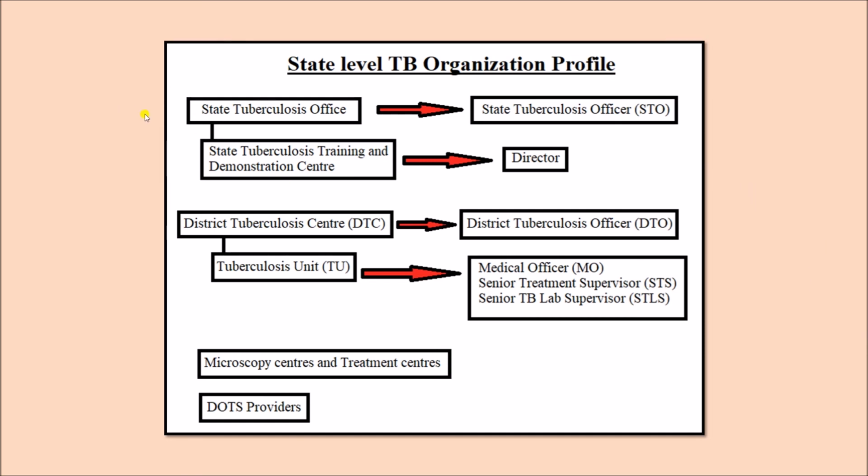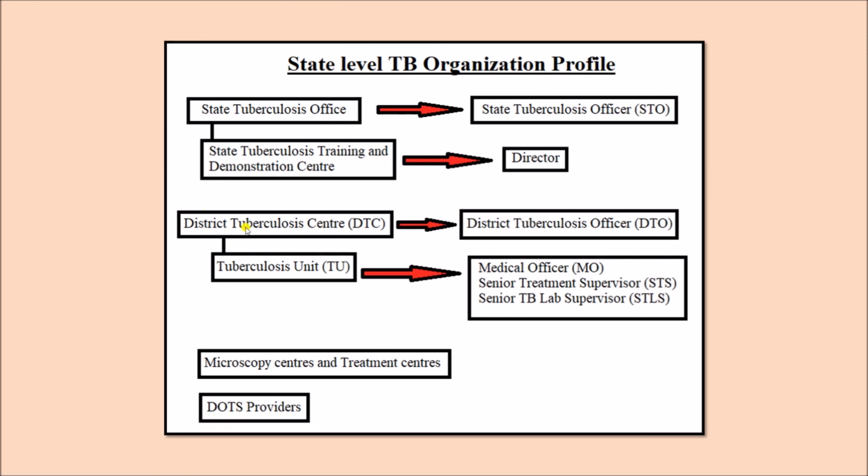In the state level, we have State Tuberculosis Office, where we have State Tuberculosis Officer, so STO. For every state, we have one State Tuberculosis Officer. There is a wing in State Tuberculosis Office where different training programs are run. This is known as State Tuberculosis Training and Demonstration Center. These trainings are for the district level officers, laboratory technicians, laboratory supervisors, treatment supervisors, or any person who is directly or indirectly related or connected with the tuberculosis control program.